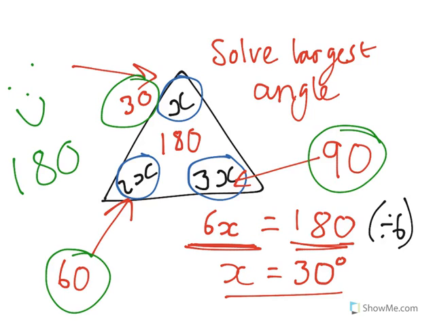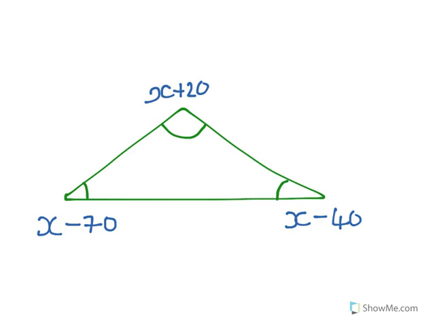Let's have a look at another example, a little bit harder one. So here's our new problem. We've got, again, a triangle, so we know that that adds up to 180. So let's add up the expressions for the angles first. So you've got how many x's? Well, you've got 1, 2, 3x. And then just be careful, you've got plus 20, minus 70, and minus 40.